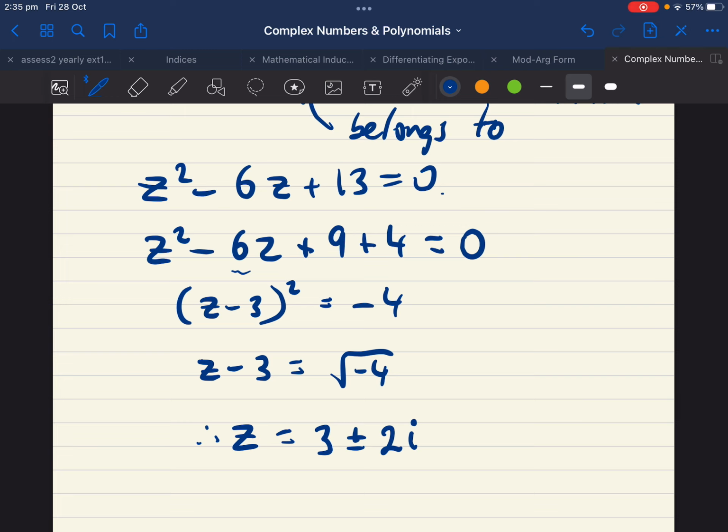Now, this brings us on to our second point. If we look at these 2 solutions a little bit more carefully, let me just write them out separately, just so it becomes a little bit more obvious.